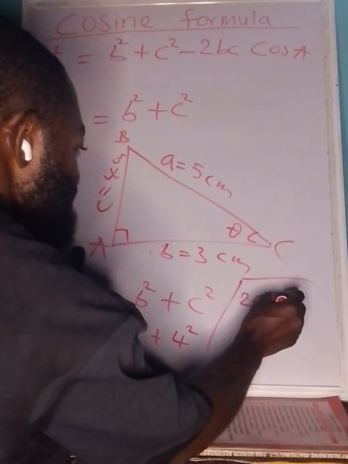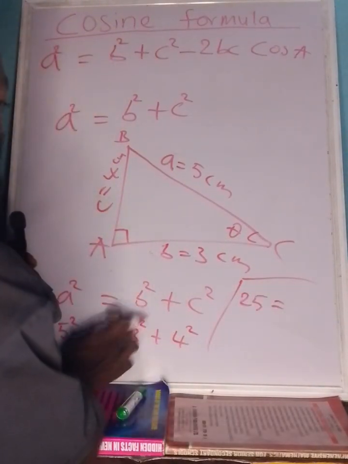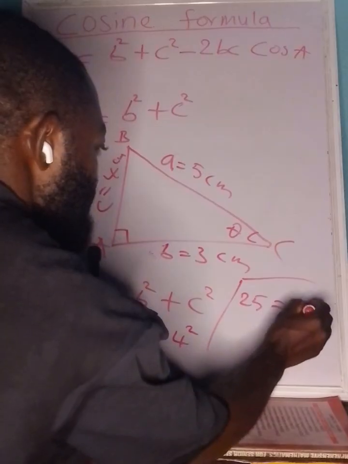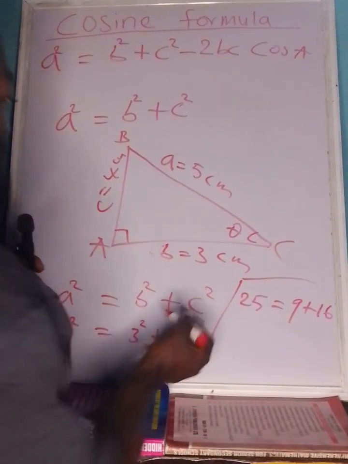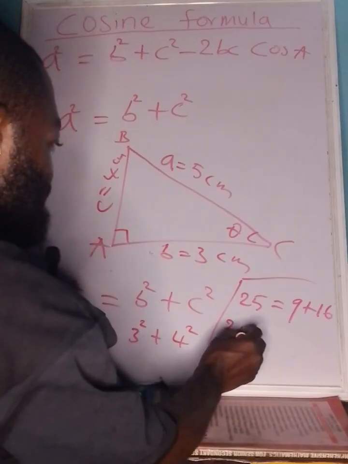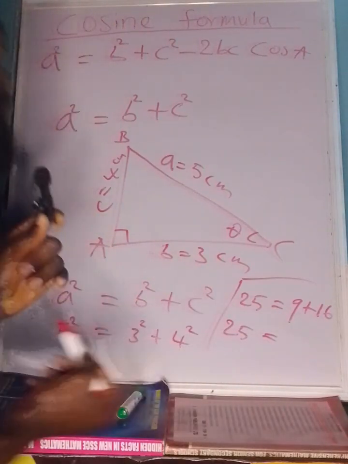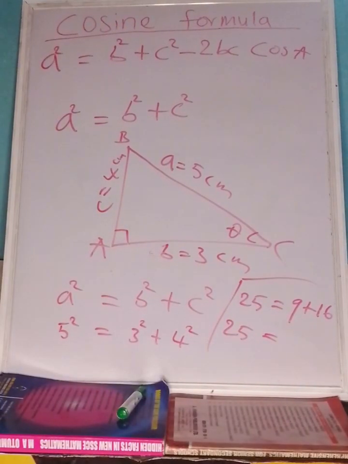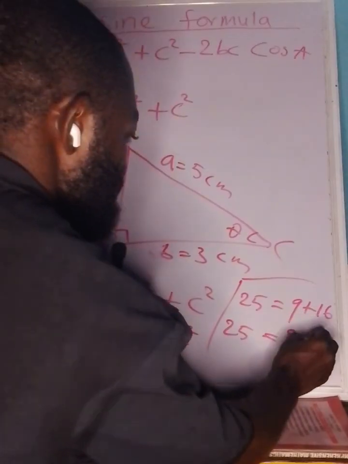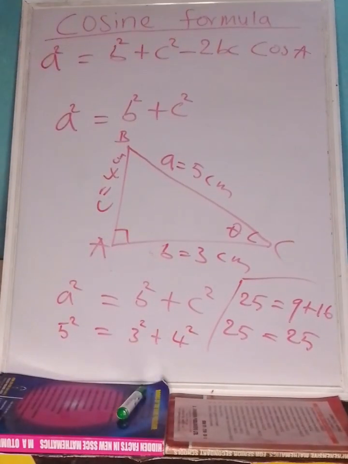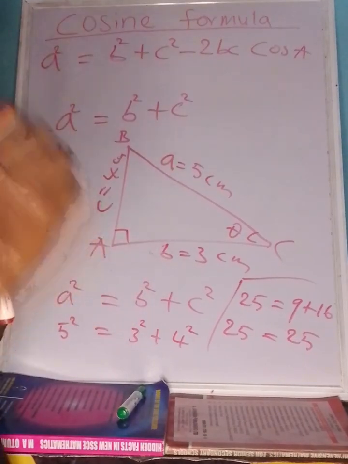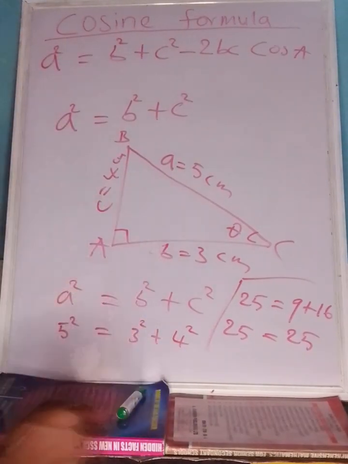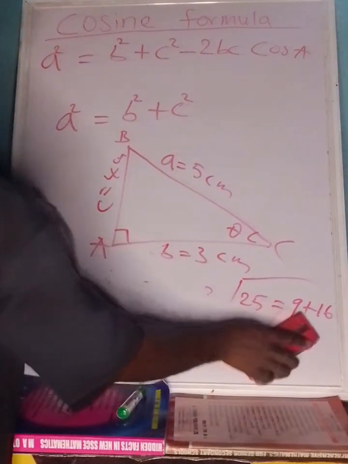25 is equal to the square of 3, which is 9, plus the square of 4, which is what? 16. You understand? Look at it now: 25. 9 plus 16 is what? It is 25. You understand? You can see that the square of 5 is equal to the sum of the square of 3 and the square of 4. That is what I'm trying to let us know.